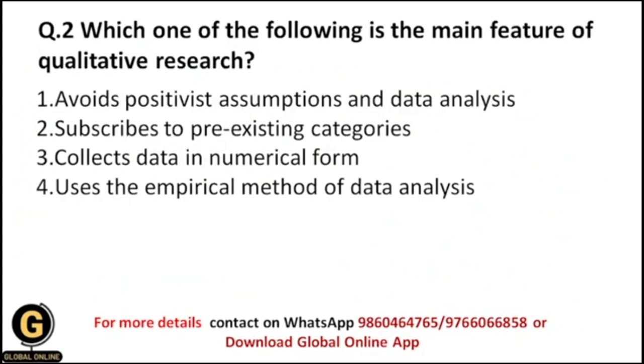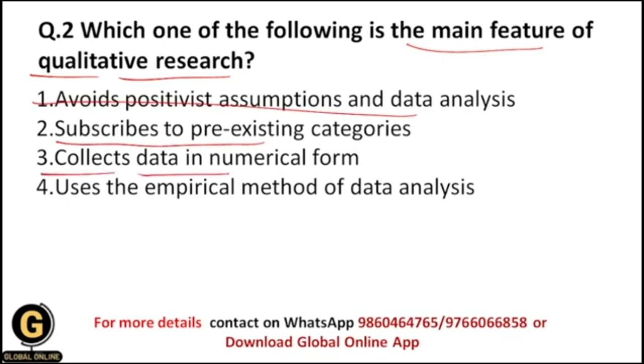Okay, next: which one of the following is the main feature of qualitative research? Whether it avoids positivist assumptions and data analysis, or subscribes to pre-existing categories, or collects data in numerical form, or uses the empirical method of data analysis.